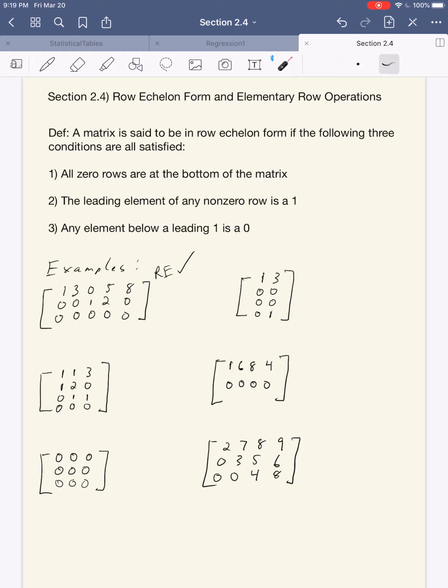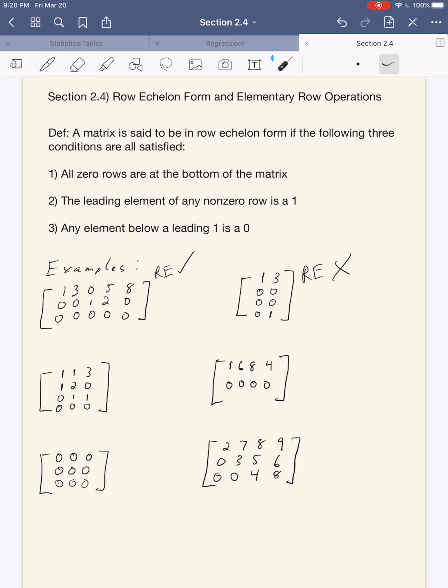All right, let's take a look at this second guy here. This guy is a 4 by 2 matrix, 4 rows, 2 columns. The first thing we want to check is: are all the zero rows at the bottom of the matrix? Well, are there any zero rows? There are 2 of them. They are not at the bottom of the matrix, unfortunately. So is this one in row echelon form? No, he is not. We could go through and check if he satisfies the other conditions, but it doesn't matter, because as soon as one of those conditions is not met, we know it is not in row echelon form.